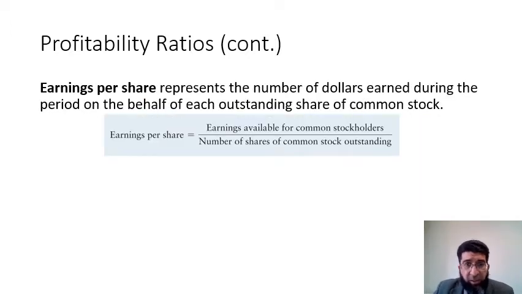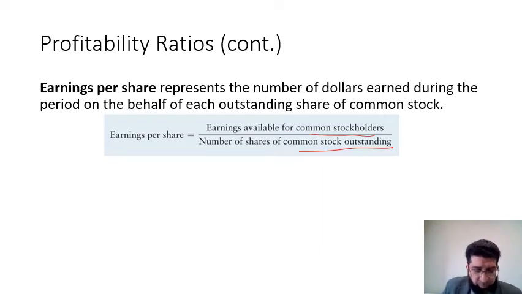Now we have other ratios that can actually give us more insights about the firm's financial state. This includes earnings per share. EPS is one of the most famous ratios, and it represents the number of dollars earned during the period on behalf of each outstanding share of common stock. So basically, earnings available for common stockholders divided by the number of shares of common stock outstanding.